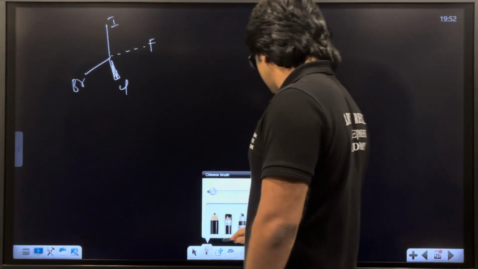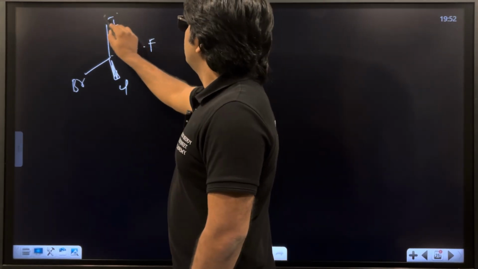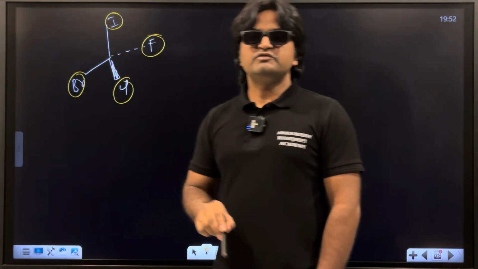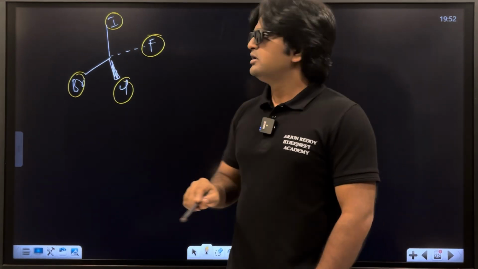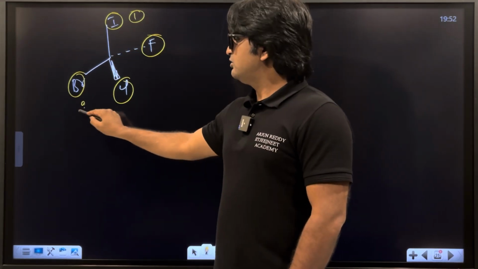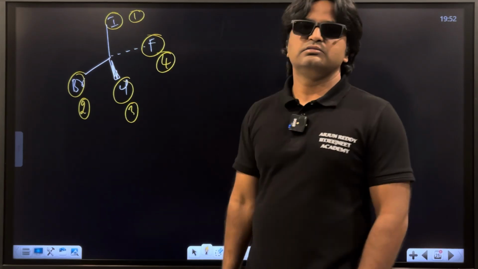Iodine, right. So how are we giving priorities? First you look at iodine, bromine, chlorine and fluorine. Which one has the higher atomic number? Iodine. First priority should be given to what? Iodine. Next priority is given to bromine. Next third priority, next fourth priority.